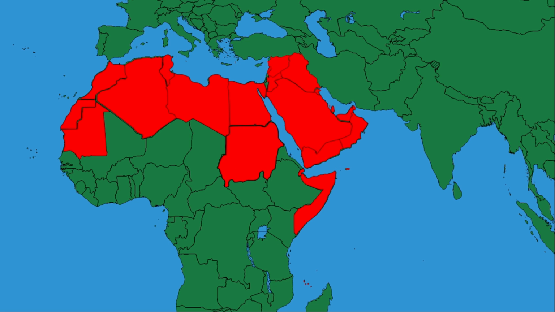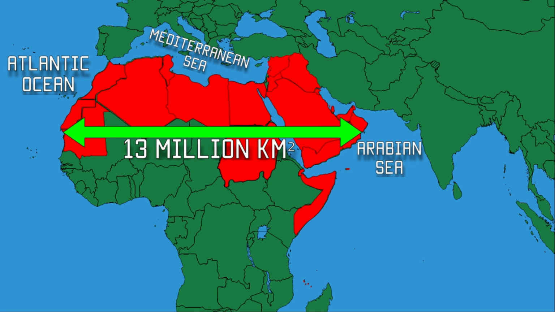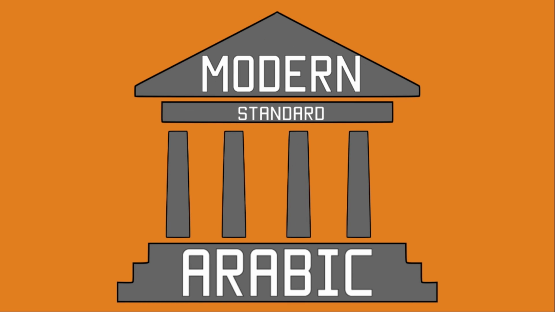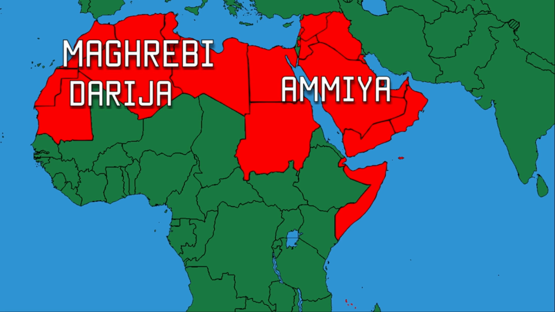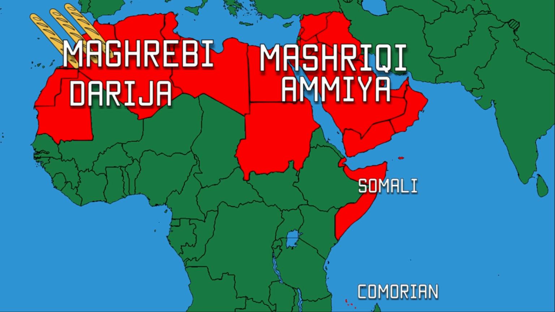The Arab world stretches for 13 million square kilometers, from the Atlantic Ocean in the west to the Arabian Sea in the east, and from the Mediterranean Sea in the north to the Horn of Africa and Indian Ocean in the southeast. All of these countries use Modern Standard Arabic in their governments, however many local languages also exist. The major language difference within Arabic is Maghrebi, which is spoken in the west, and Mashriqi in the east. Some countries use the local languages along with Arabic, such as Somali in Somalia, Comorian in Comoros, and some, such as Morocco, even use French to an extent.